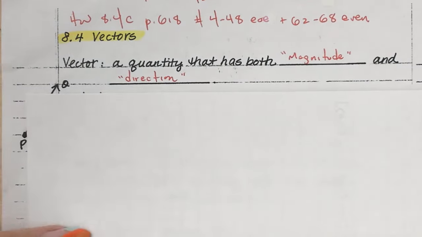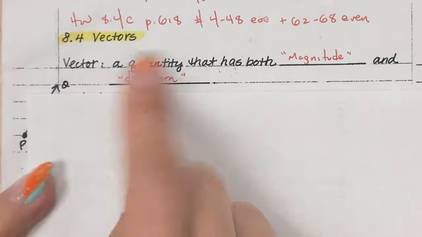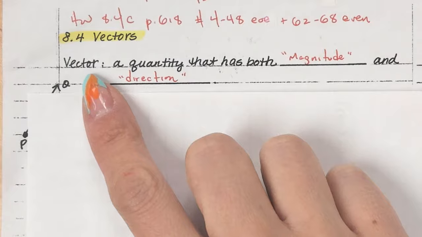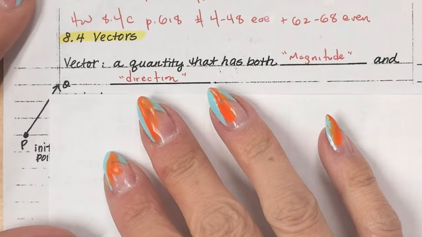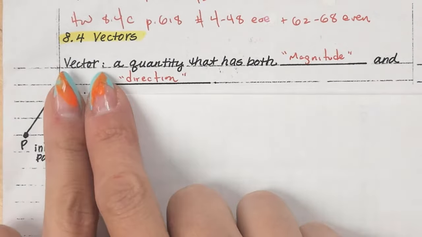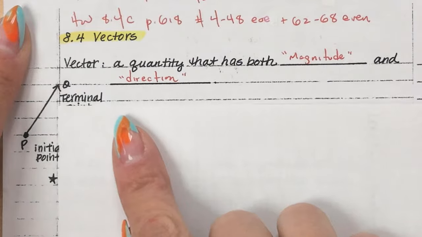Alright guys, so 8.4 is vectors. You might have seen these before, but hopefully this time it'll make a little bit more sense. We'll see. Vectors is kind of like, so I'll kind of show you.